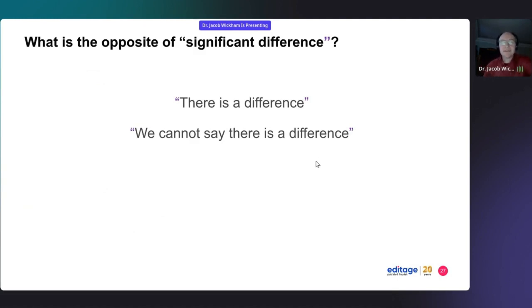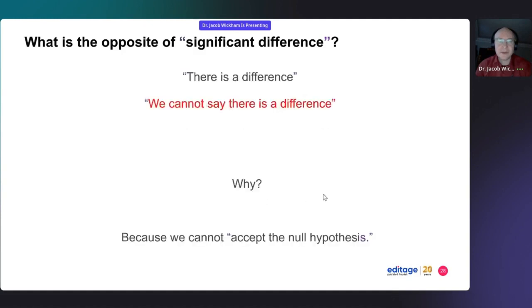So what is the opposite of a significant difference? You can say there is a difference, and then the opposite is we cannot say that there is a difference. There might actually be a statistical difference between these two populations, but your sample size may not be big enough to actually detect it. So all you can say in hypothesis testing is that we can't say that there is a difference. We didn't detect it using our statistical analysis. And why do you have to say we cannot say there is a difference? Well, you can't accept the null hypothesis.